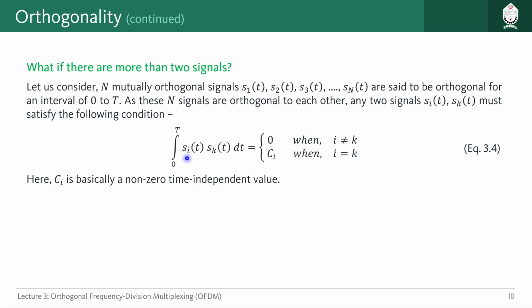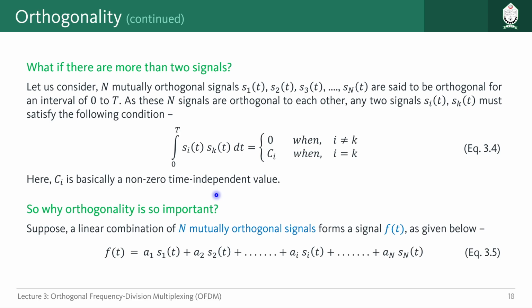If I take the inner product of Si and Sk for the interval of 0 up to T, then it should come out as 0 whenever i is not equal to k, and a constant non-zero value Ci whenever i is equal to k. That means whenever I take the inner product of different signals, like S1 with S2 or S1 with S3, over an interval of 0 up to T, it should return 0. But whenever I take the inner product of a signal with itself, like S1 with S1 or S2 with S2, that will result in a constant non-zero value, that is Ci. That is what we are trying to say here, right?